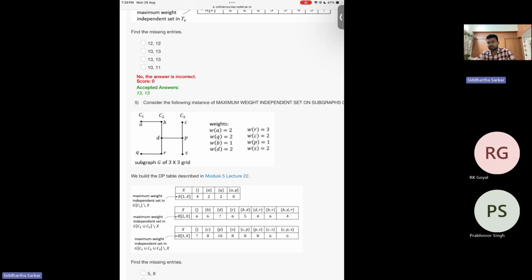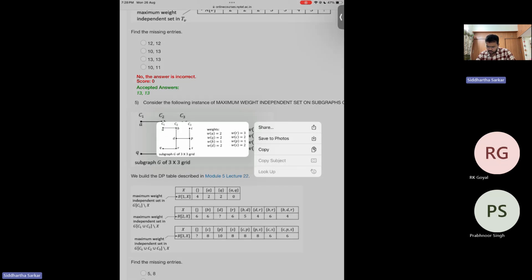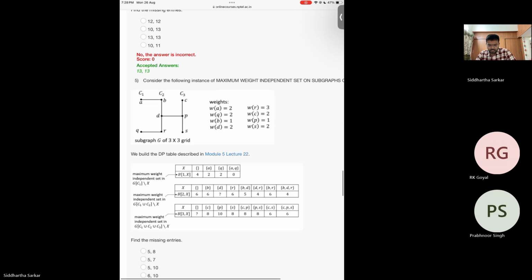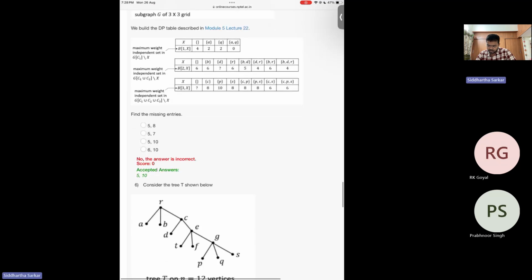So what is a grid graph? You have a grid, and you can only connect edges between two adjacent vertices in the grid. They're saying C1, C2, C3, so column 1, column 2, column 3. Column wise, you can process and run a DP. And a similar thing is possible for maximum weight independent set.